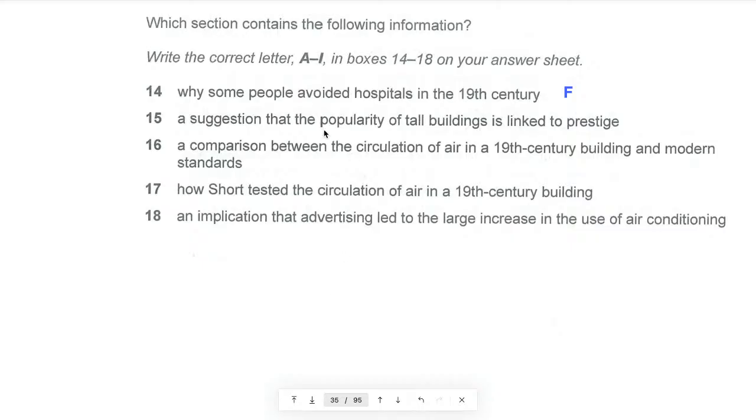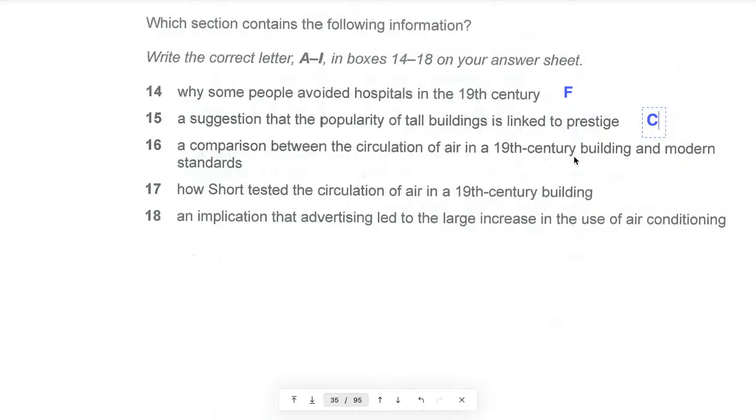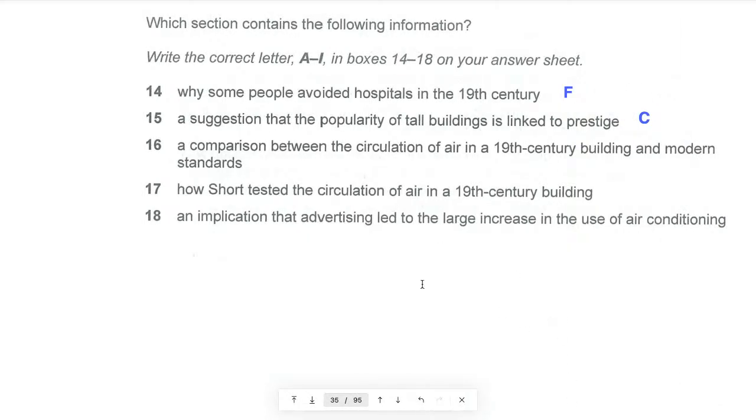The suggestion that the popularity of tall buildings is linked to prestige. What is the answer for this? C. Okay, you can write C there. No, wait. Okay, now can you please explain that one? The statement. What does that mean?